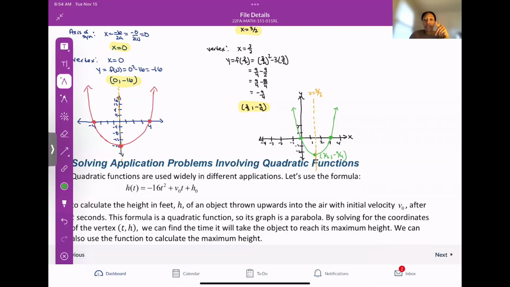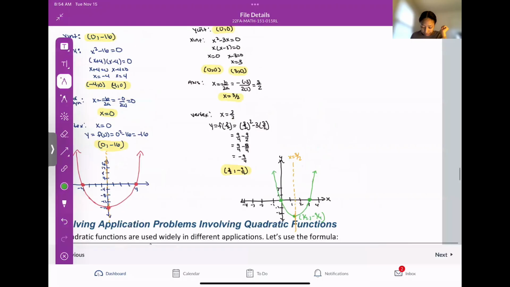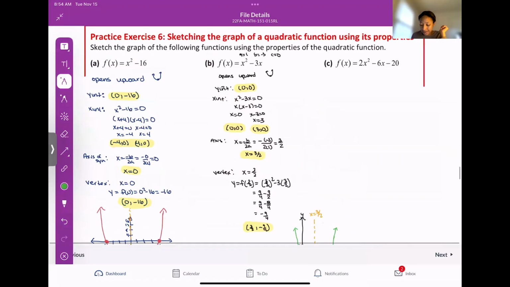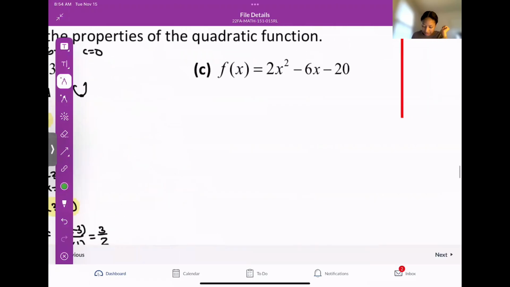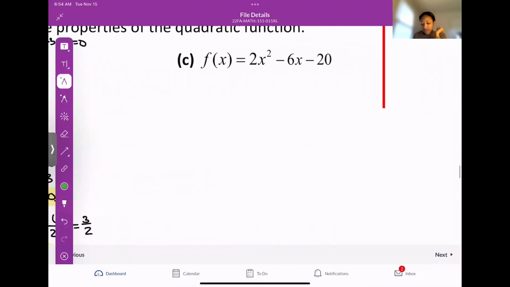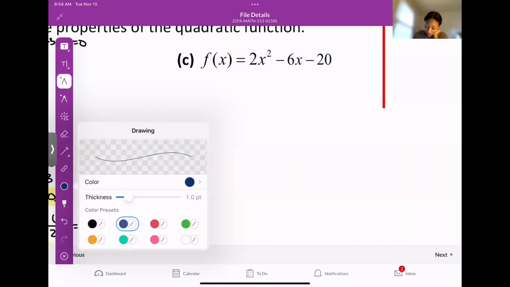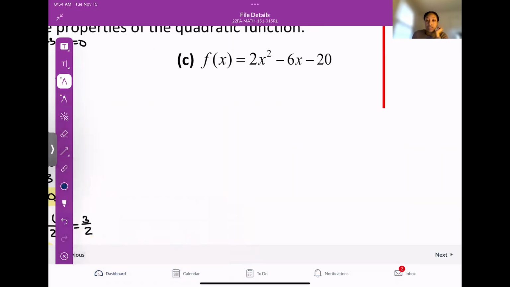One more of these, and then we're done with this part. Part C, we have f of x equals 2x squared minus 6x minus 20. This is an upward opening parabola again. Oh, they all open upward. That's no fun. But yeah, it's an upward opening parabola.